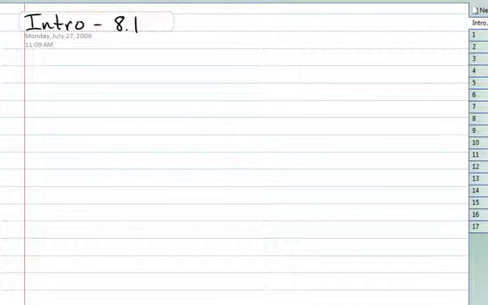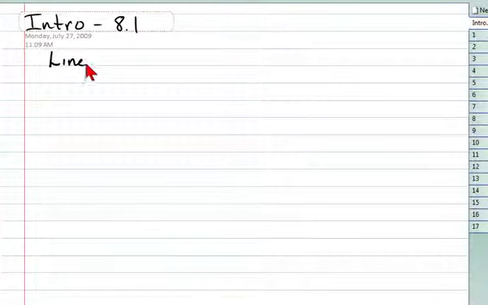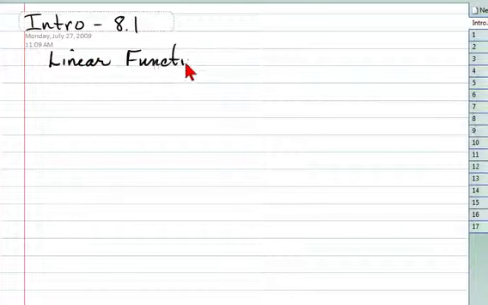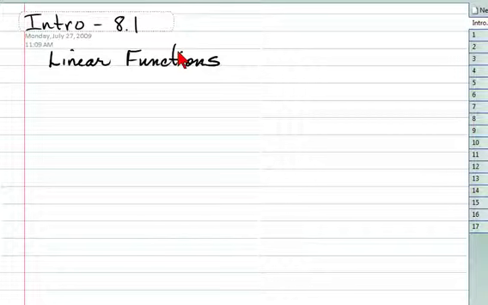Question 8.1 is about linear functions. We want to be able to graph them, and then we want to be able to write the equations of the linear functions if somebody describes them to us. That's going to be the more challenging part.